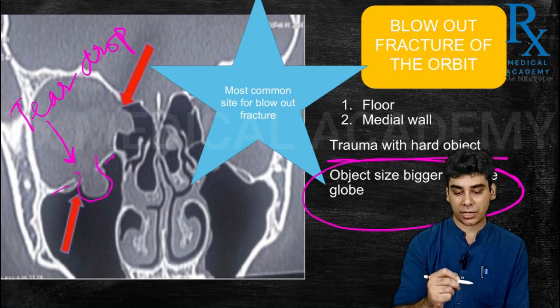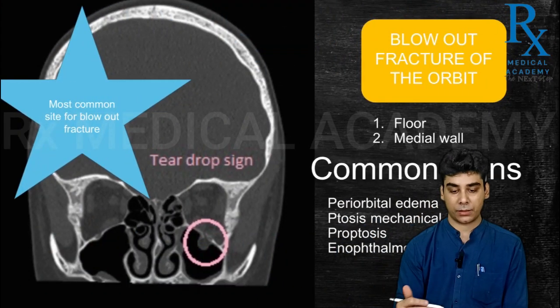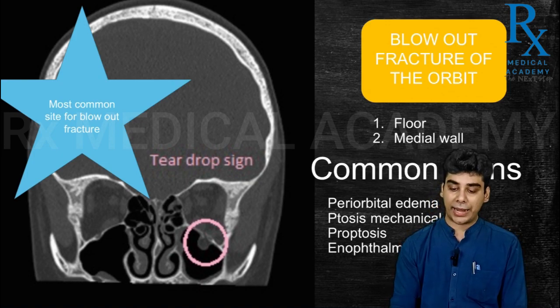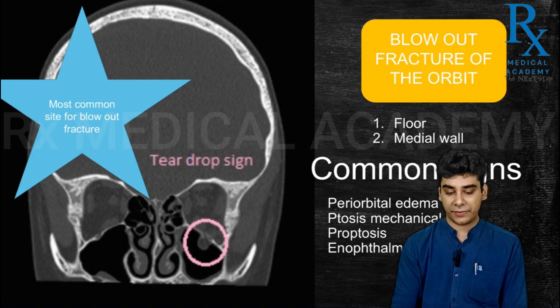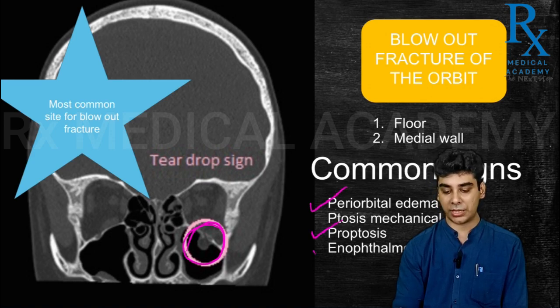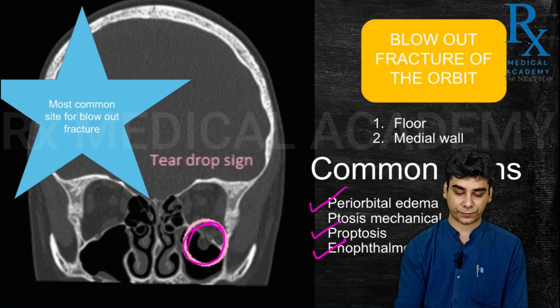This is a tear, like a teardrop. Now, like I said, we can have this teardrop sign only in cases of floor fracture. जब floor fracture होगा तभी आपको ये साइन दिखेगा, और साथ साथ हमको और क्लिनिकल साइन दिखेंगे जैसे कि पेरिऑर्बिटल एडिमा, प्रोप्टोसिस या एनॉप्थैल्मोस, राइट?